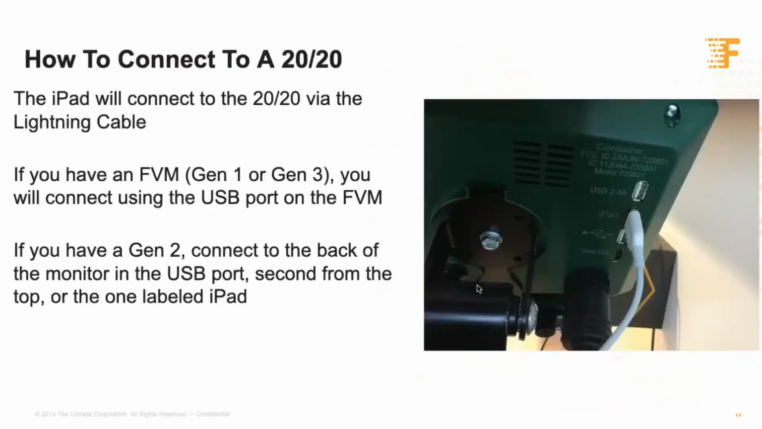In order to connect your Cab app to your 2020, it's as simple as having that charging cable, that iPad Lightning cable. You plug it directly into the 2020 if you have a Gen 2, or you plug it directly into that FieldView module if you have a Gen 1 or Gen 3. They will all have a little USB port. You'll just connect that iPad cable into there, and that's it. It's a physical connection versus a Bluetooth connection in this situation.